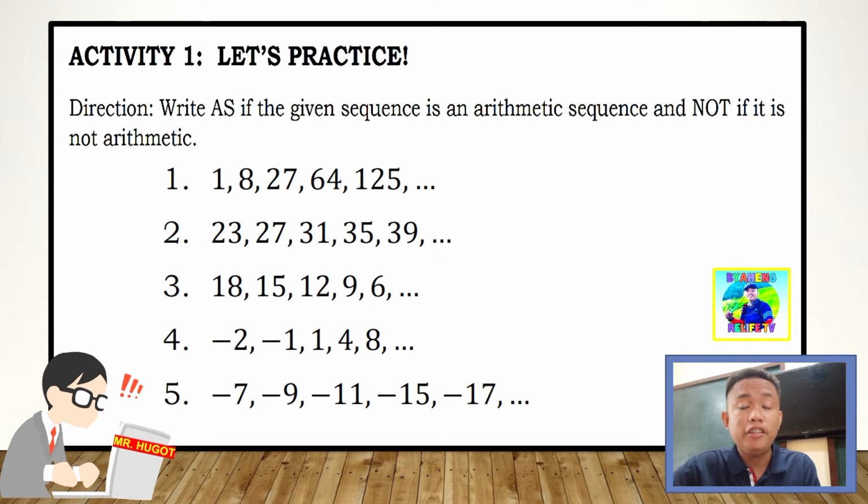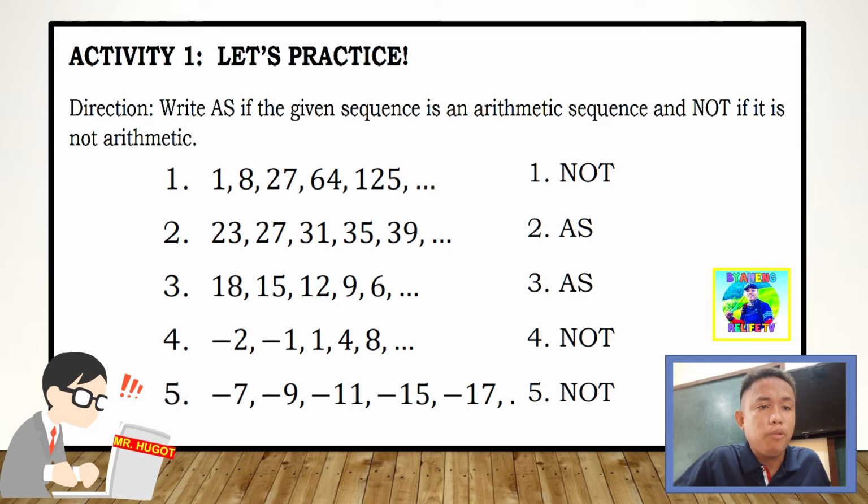Okay, time's up, guys. Now, let's have our discussion about this item. So, ang gagawin natin ay lalagay natin kung AS siya or not. So let us reveal our answer. So, number 1 is not. Number 2 po ay AS kasi po ang common difference niya ay 4. Number 3 po ay AS, ang common difference niya ay negative 3. Number 4 po ay not. At number 5 ay not. I hope guys, tinamaan niyo po yung mga item na yon.